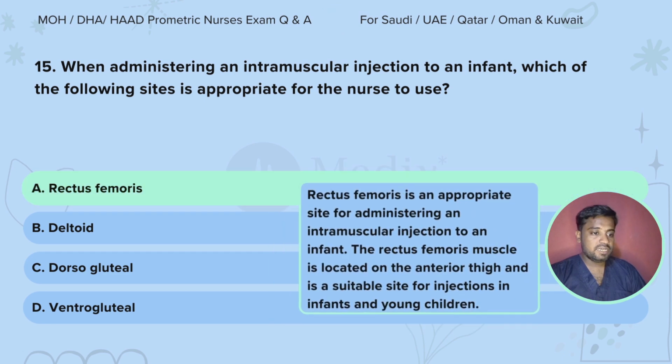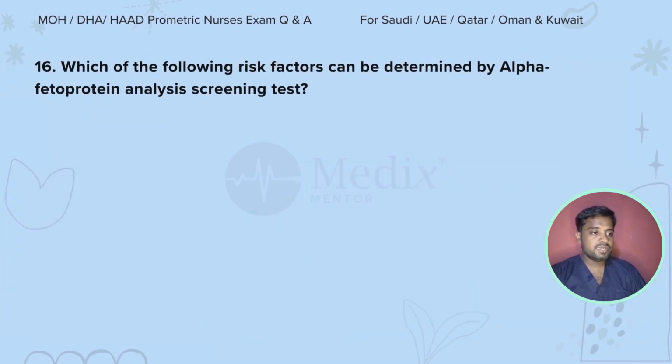The correct answer is A. Rectus femoris is an appropriate site for administering an intramuscular injection to an infant. The rectus femoris muscle is located on the anterior thigh and is a suitable site for injection in infants and young children. Let's begin question number 16.